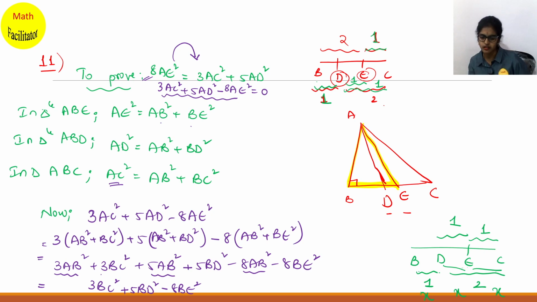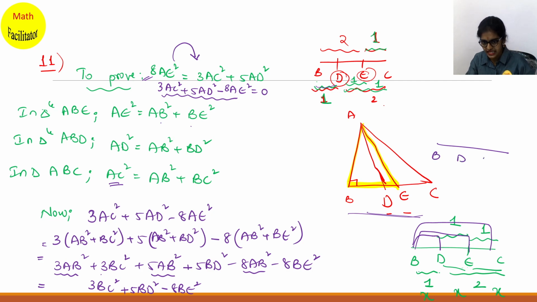If you just observe, I just gave you the division. 3BC square, BC is this complete thing, plus 5BD square, BD is this, minus 8BE square, BE is this. That means it is now completely dependent on this base. And I told you that this base is divided into three equal parts. BD is one part. So I'll draw it here: B, D, E, C. BD is x, DE is also x, and EC is also x.